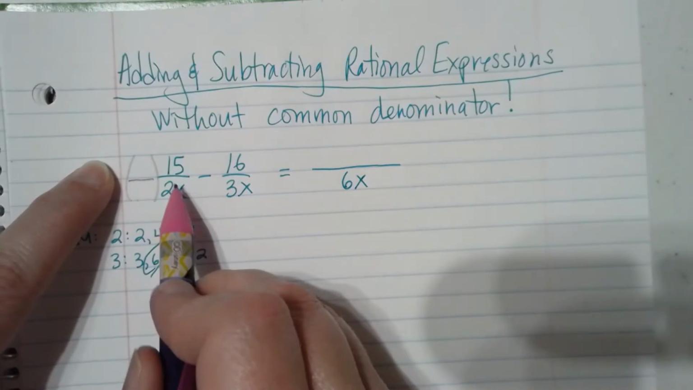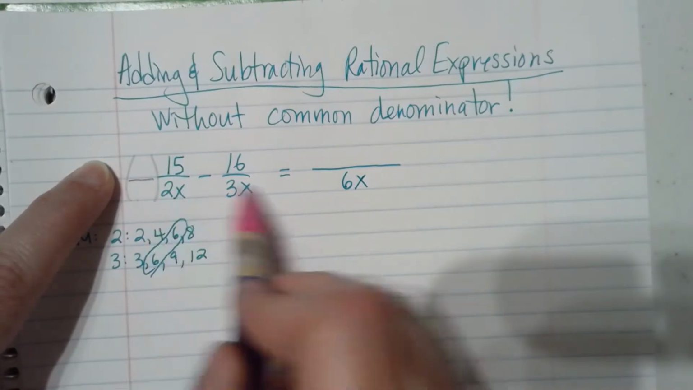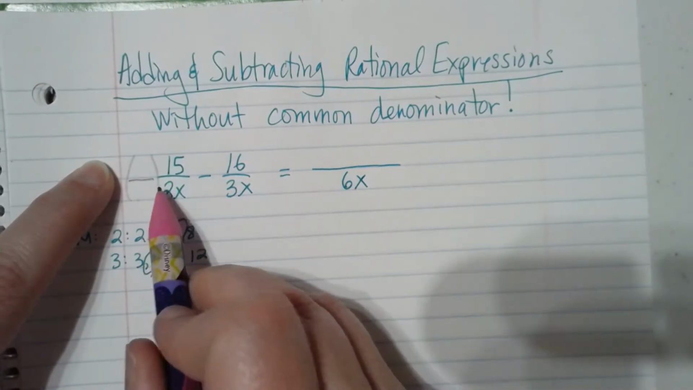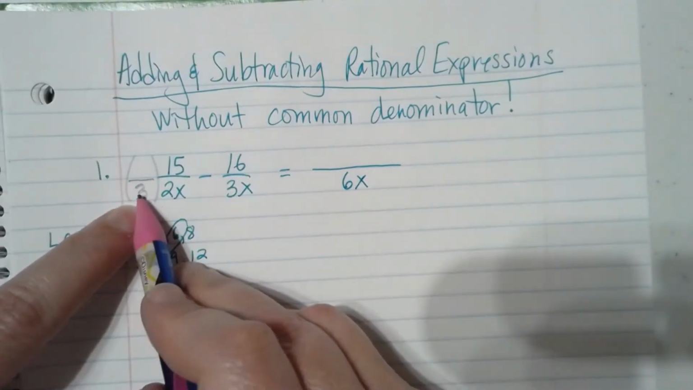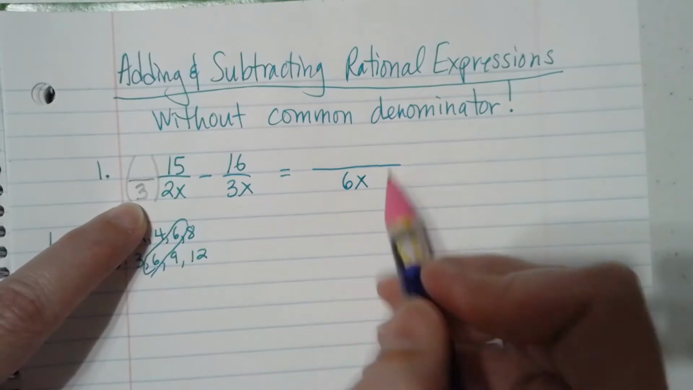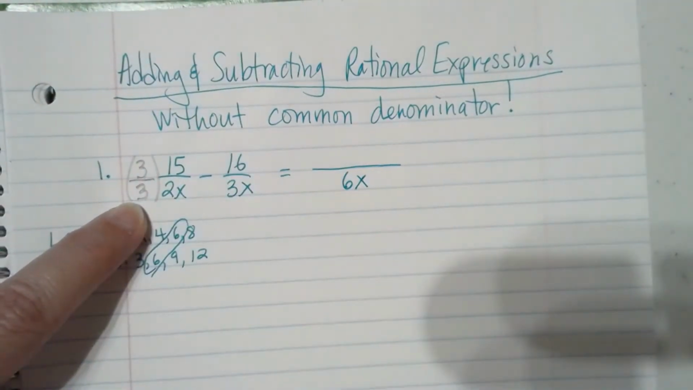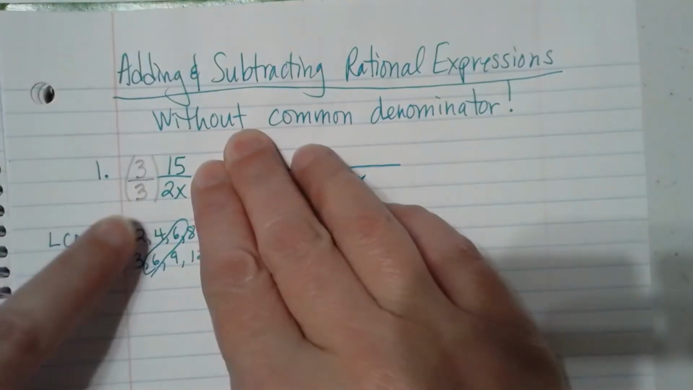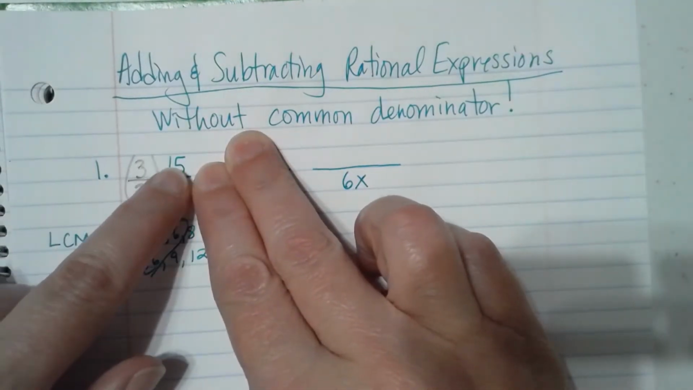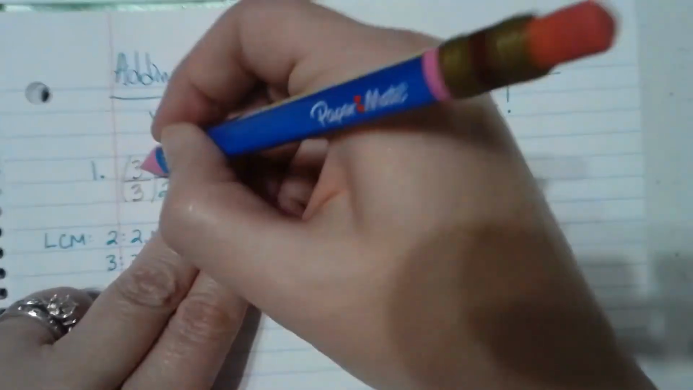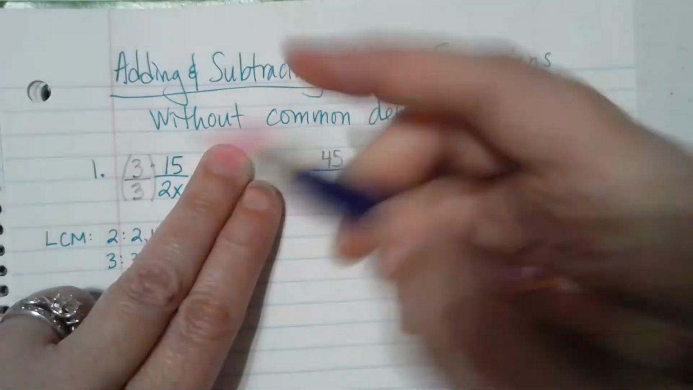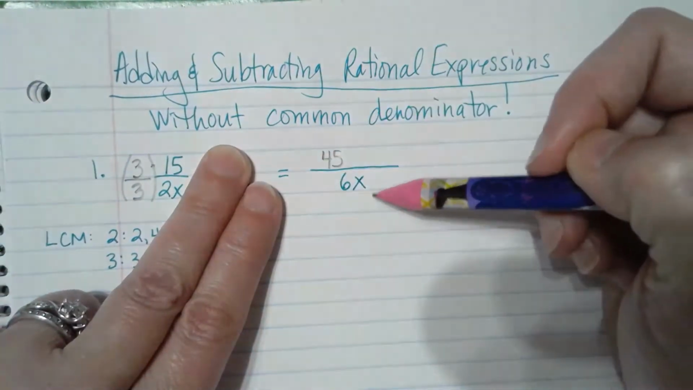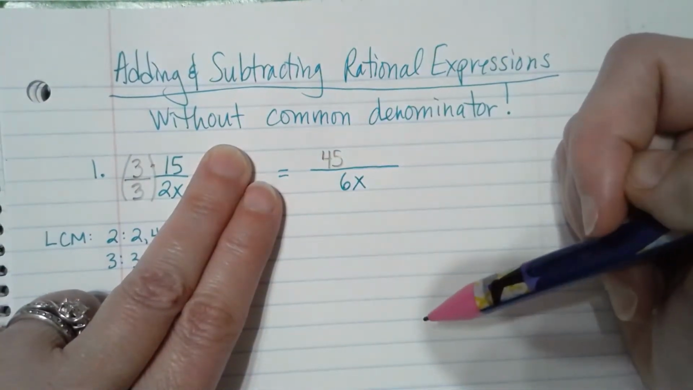We're going to multiply this by something that's going to change the 2x into a 6x. So 2 times what makes 6? 3, right? 3 times 2x is going to make 6x. So we're going to have a 3 on the top and a 3 on the bottom. When I do that, all we're doing is this: 3 times 15 is 45, and 3 times 2x gives us our denominator of 6x.